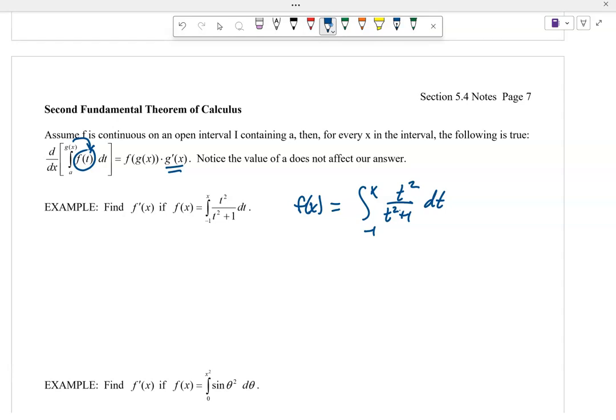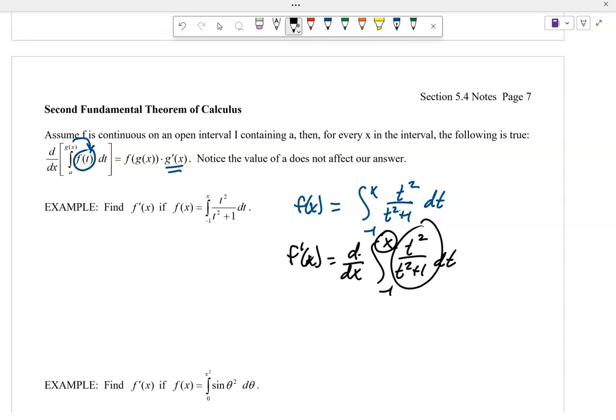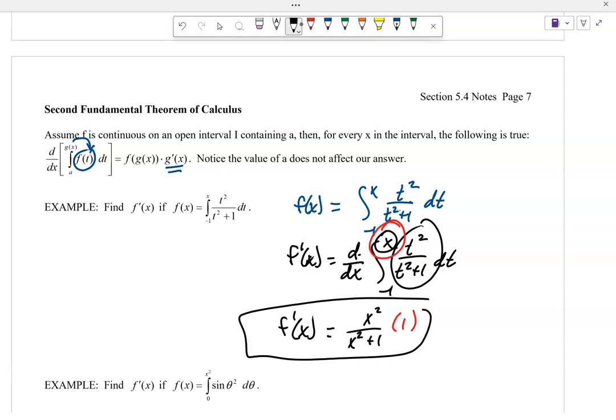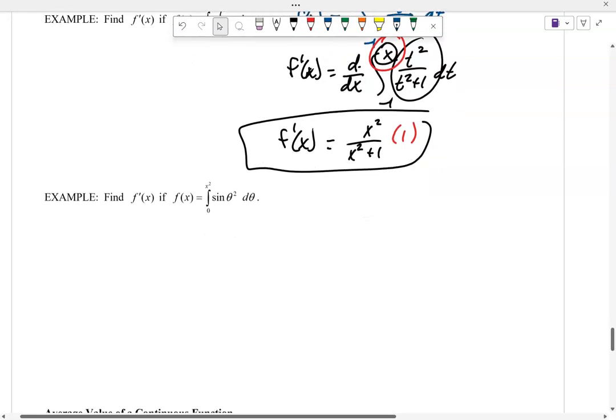If I find f prime of x, then I would be running the derivative on this, which would undo it. So x goes in for t. I've got x squared over x squared plus 1, and then I run the derivative, chain rule, derivative of x. Well, that's just 1. But I don't want you to forget the chain rule on that. So we just get x squared over x squared plus 1. So it undoes it.